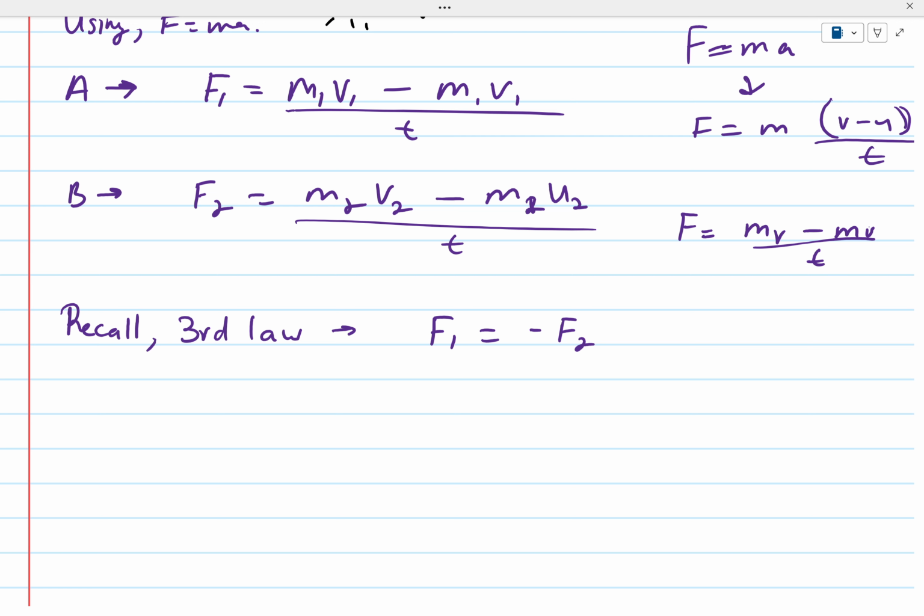So from this now, we know that F1 is equal to M1V1 minus M1U1, and that is over T. And then this is going to be equal to negative, let me just put the negative and have these in brackets for mathematical validity, over T. So this makes sense, yes?